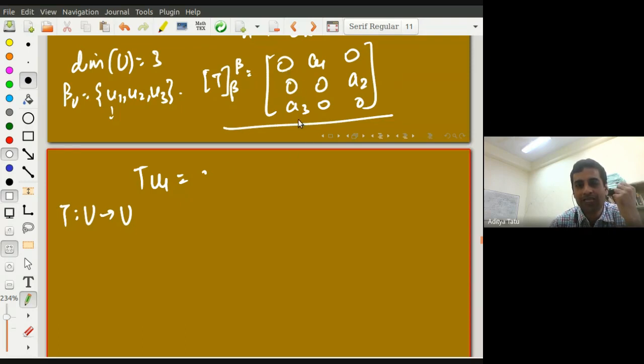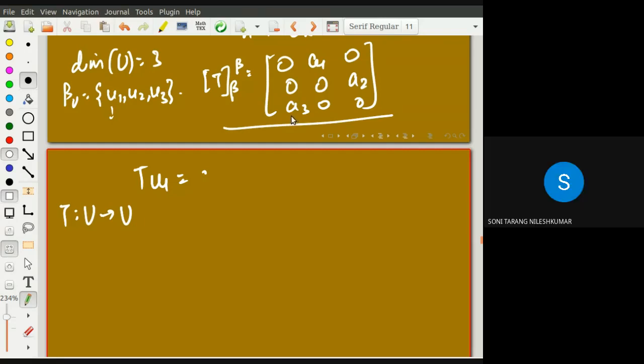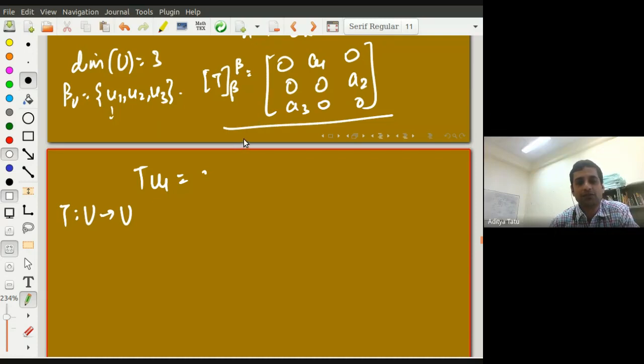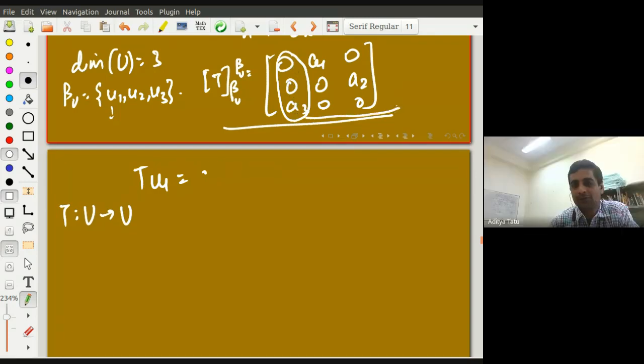How do you think we came up with this matrix? What do we do in order to get the first column vector? Sir, apply the transformation to the first element of beta U. So what is the first element of beta U? U1. So what do you think this is? Is this TU1? Yes, sir. No, this is not TU1. For example, think of the derivative case when the vector space was polynomials.